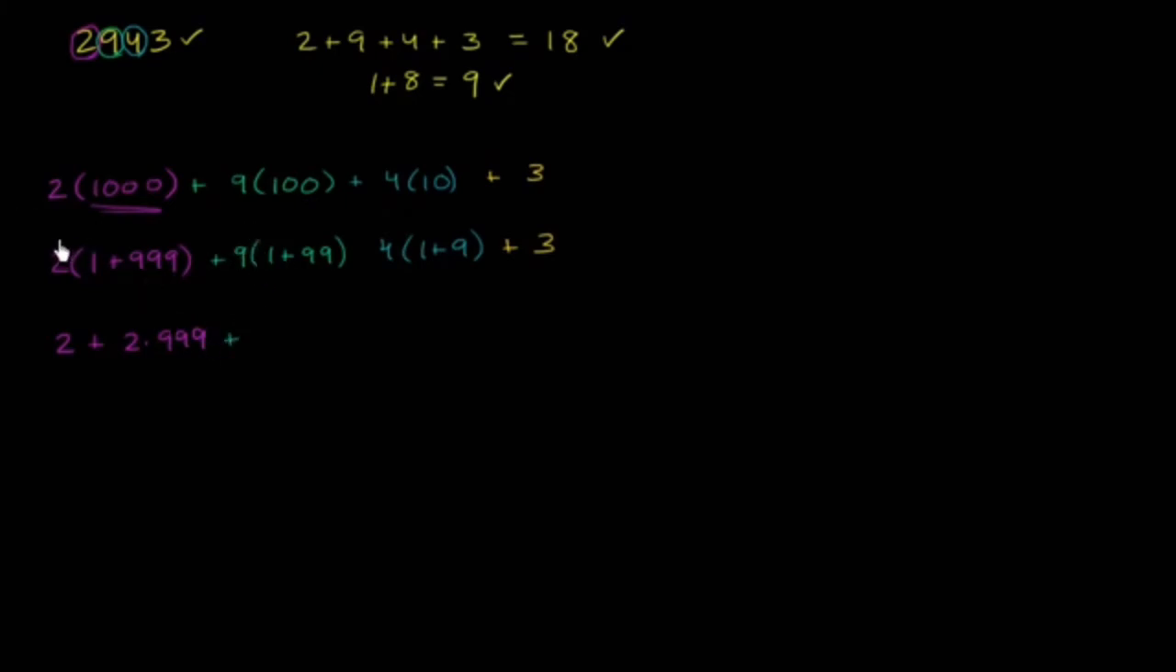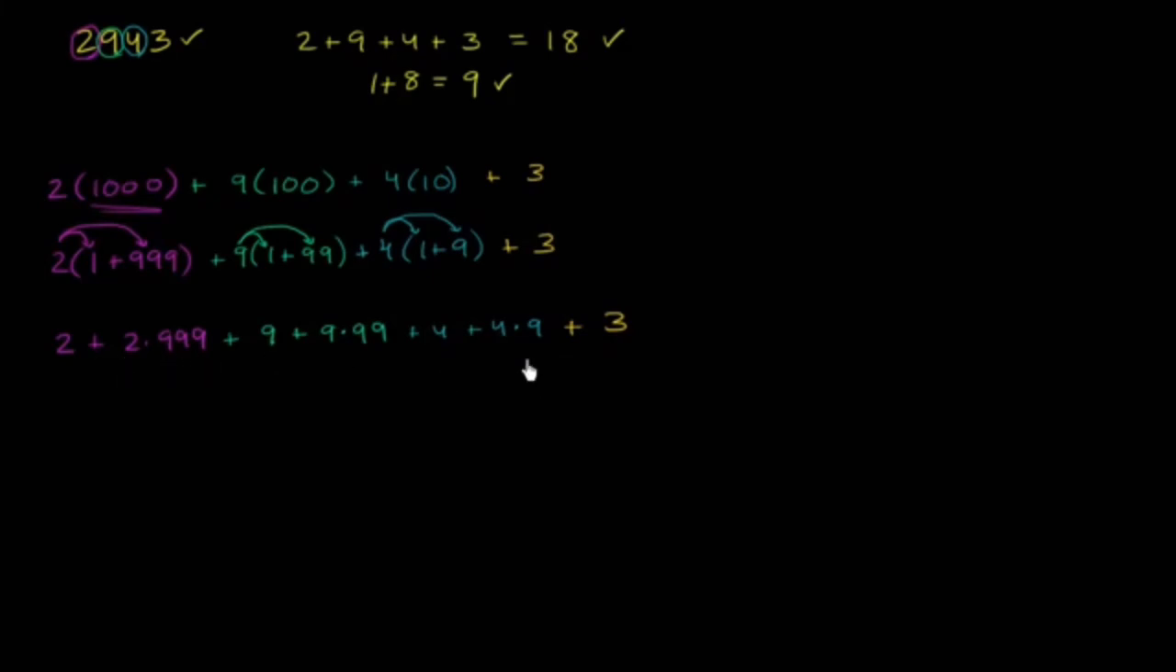Just to be clear what I'm doing, I'm distributing the 2 over the first two terms in the parentheses. Then the 9 I'm going to distribute again. So it's going to be 9 times 1, plus 9 times 99. And then over here, I forgot the plus sign, I'm going to distribute the 4 times 1, so plus 4, and then 4 times 9, so plus 4 times 9. And then finally I have this plus 3 right over here.